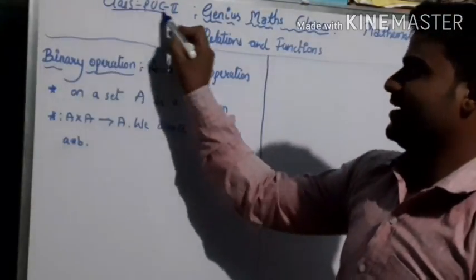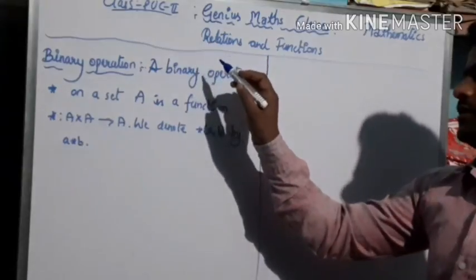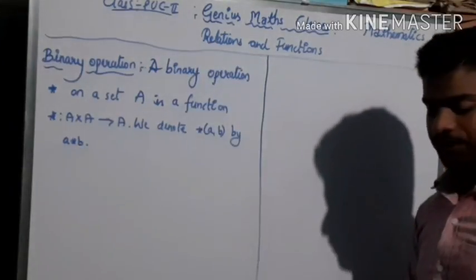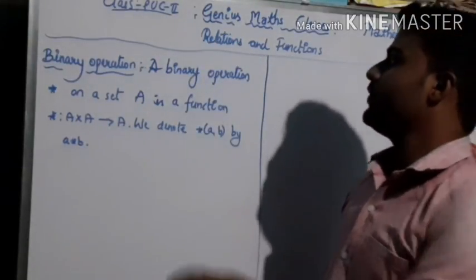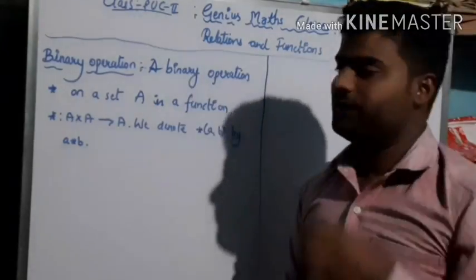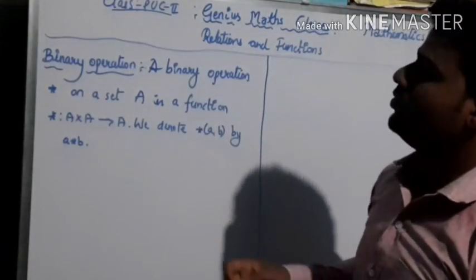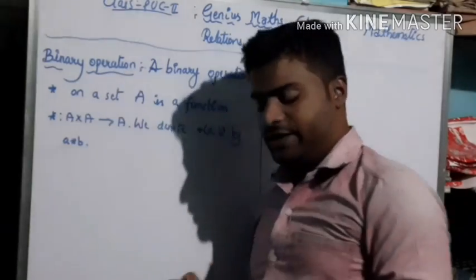Class QC second year, chapter relations and functions. So till today we have discussed about relations and functions. Today we are going to discuss about binary operations.